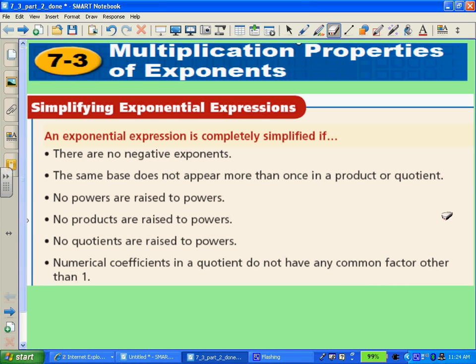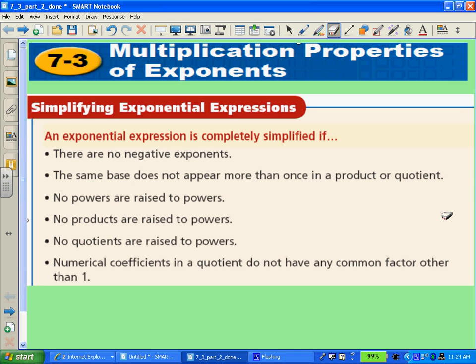Hello, this is 7-3, multiplication properties of exponents. We're going to be talking about several rules of exponents when we are multiplying things that have exponents. And again, I think that we've talked about some of these things before, but I did want to touch base here. Our main goal with all of these rules about exponents and negative exponents and zero exponents is for the purpose of simplifying exponential expressions.